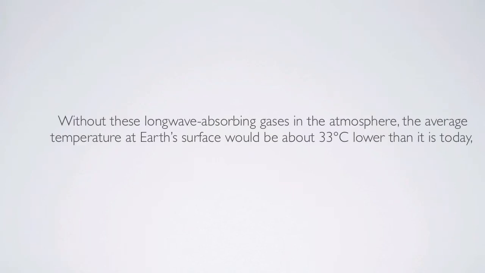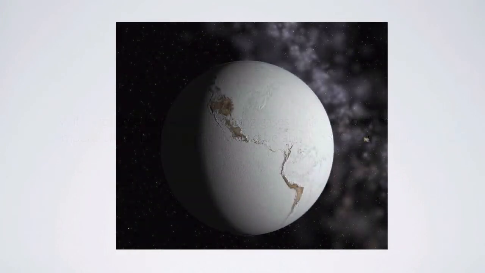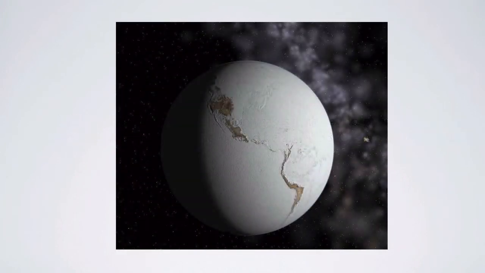And most of that air temperature is because of which gases we have and their concentrations in the atmosphere. And if those gases weren't there, if we didn't have water vapor, if we didn't have CO2, for example, the average temperature at the Earth's surface would be about 33 degrees Celsius colder than it is today. And that would be enough to take Earth and turn it into a big snowball.